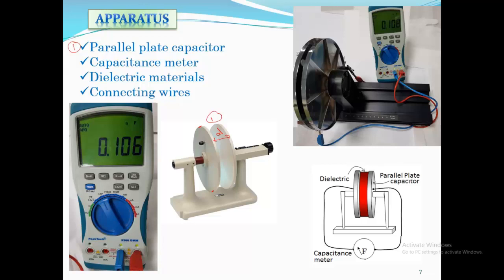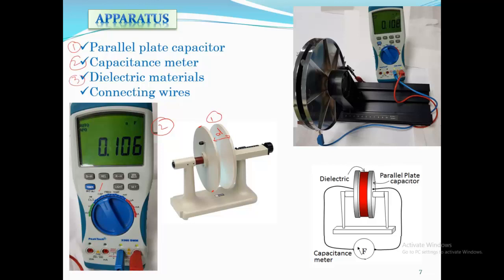So this is your capacitance meter. Normally it is a digital multimeter, but when you see this one, what is this? This is CAP, cap means capacitance. Once you bring this selector switch to this cap position, you'll be able to measure the capacitance of the capacitor. These two leads here you will connect.